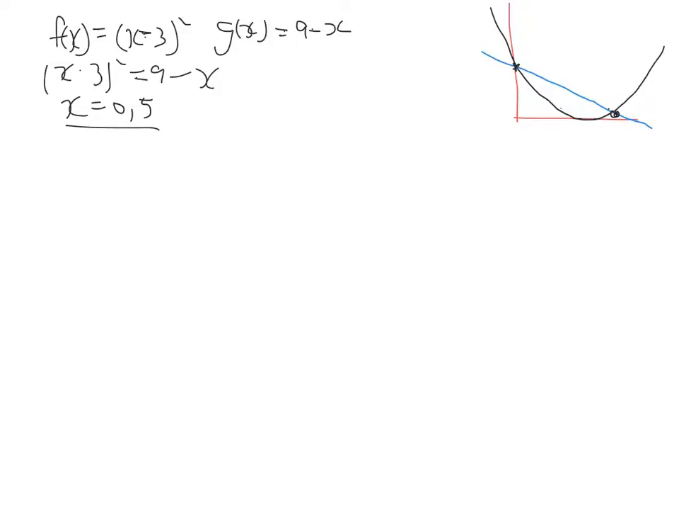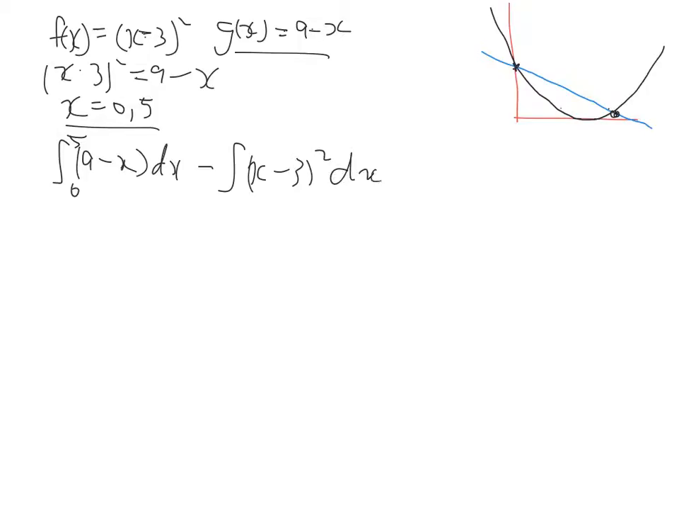Now from there, what we do is we set this up. Like we said, our g of x is on top, so that's the thing we're going to do first. We're going to take the integral of 9 minus x with respect to dx between 0 and 5. And then we're going to take away the integral of (x minus 3) all squared with respect to dx, between 0 and 5.